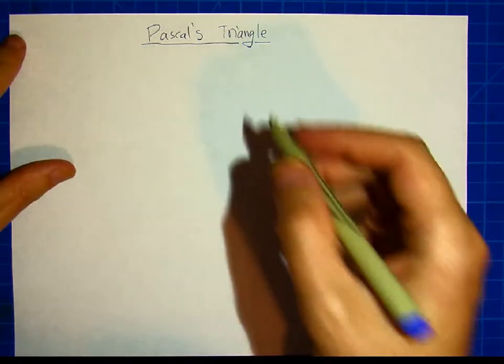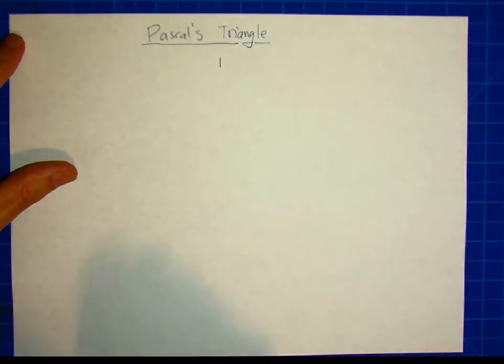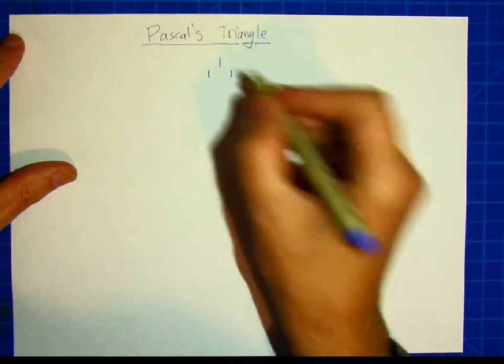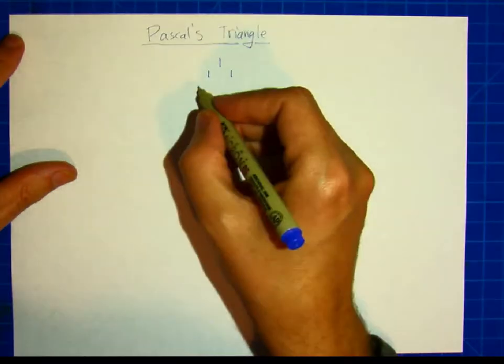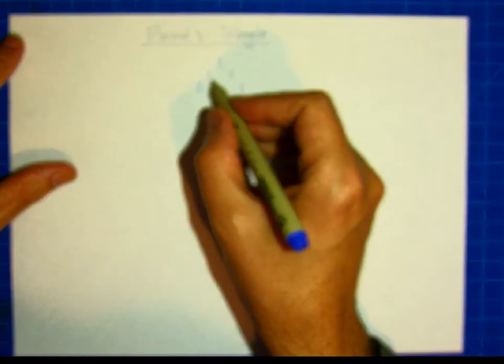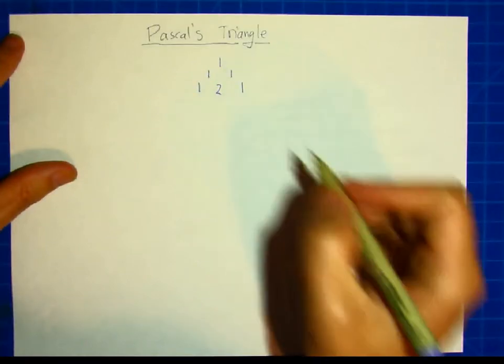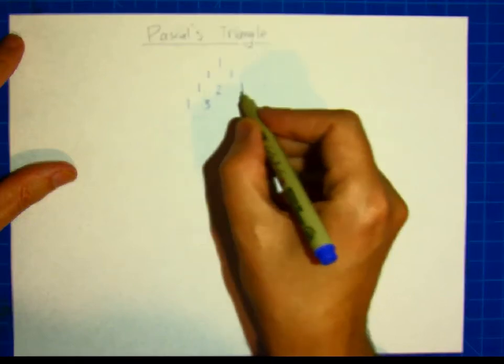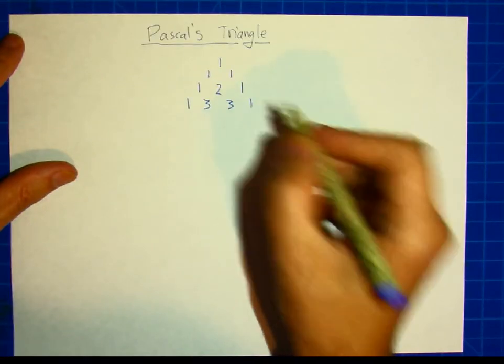So the triangle works like this. Start with a 1. Now under it, write 2 1s. Now under that, keep writing 1s in the outside spaces like this, but then in the inside spaces, add these 2 up. 1 plus 1 is 2. So keep going in this manner. This is a 1. 1 plus 2 is 3. 2 plus 1 is 3. And we end with a 1.